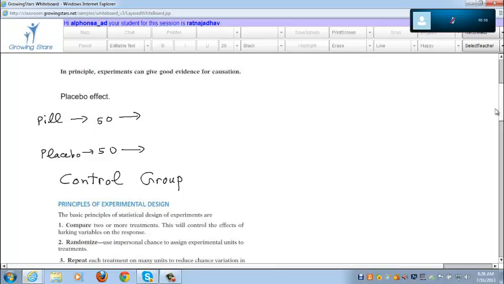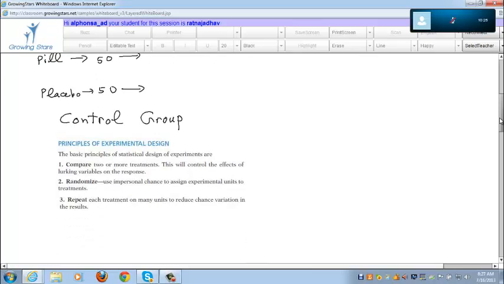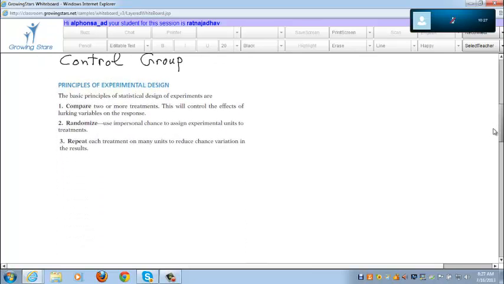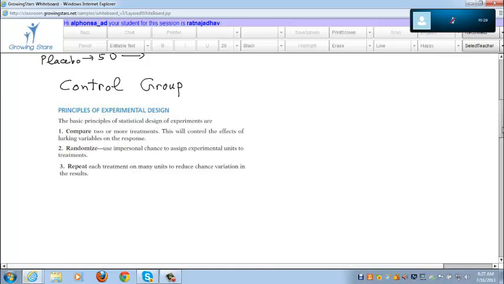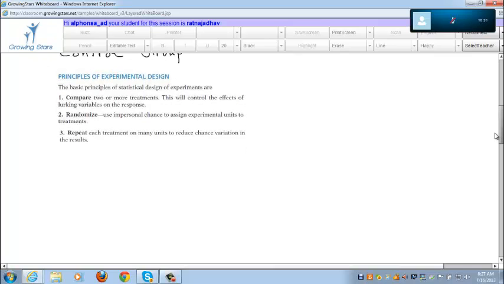So these are the keys of an experimental design. The first one is compare. Compare two or more treatments. This will control the effects of lurking variables on the response. For medical tests, the placebo effect is a lurking variable. There could be other lurking variables. So depending upon that, we should control the treatments. You'll see how to control treatments. You'll be using blocking as one of the methods.